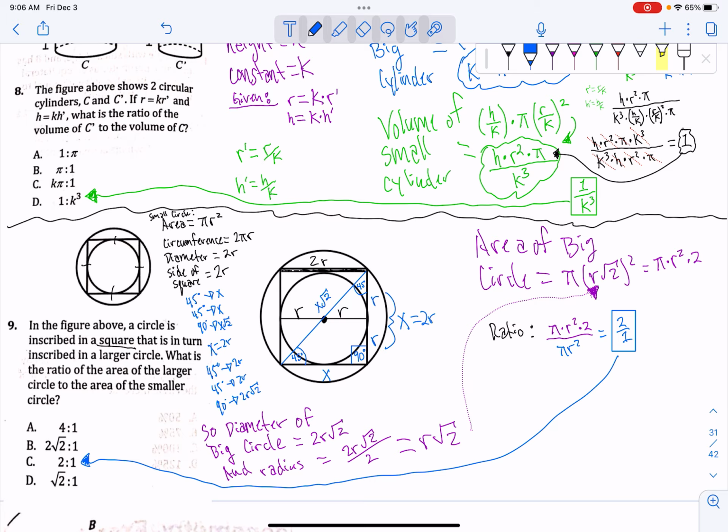So hopefully those two kind of click together and make better sense. That is my answer. And then a final answer here, I didn't bubble it, 1 over k to the third.